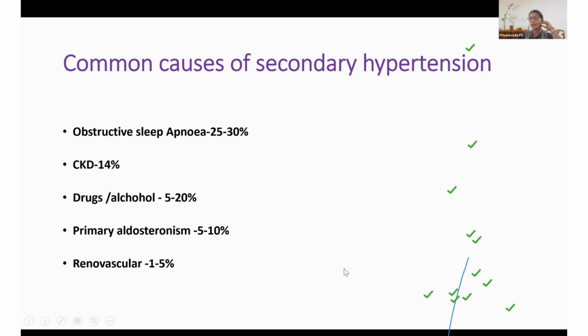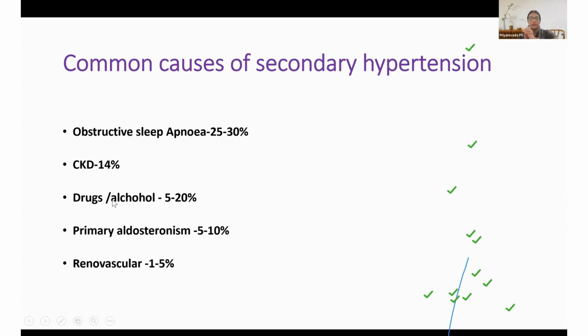And CKD, again, in certain areas, 14% is considered to be the global prevalence, including all stages of CKD. But especially in certain pockets of India, CKD is even much more rampant, and the prevalence might definitely be more than 15 or 20%. Drug abuse and alcohol abuse is something which we should always ask about.